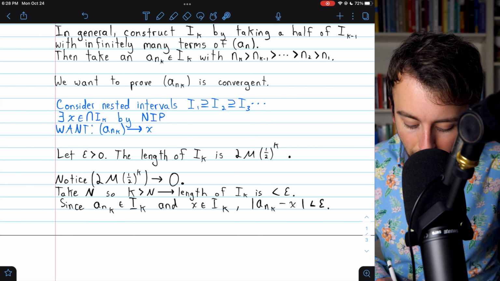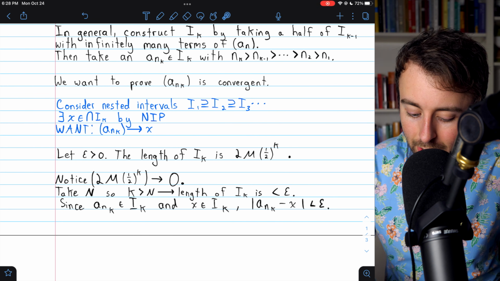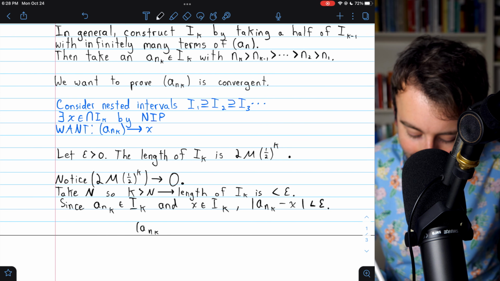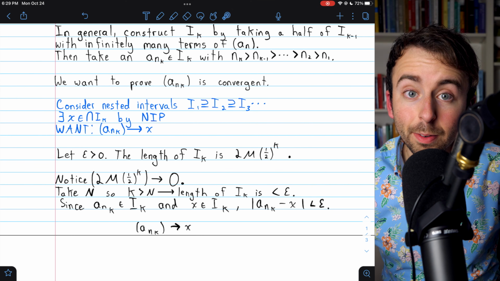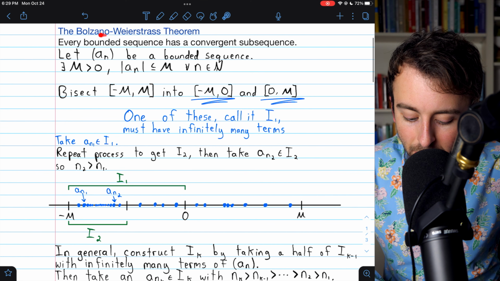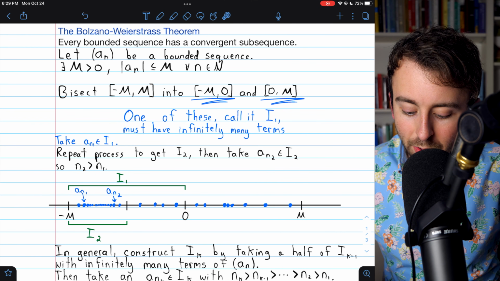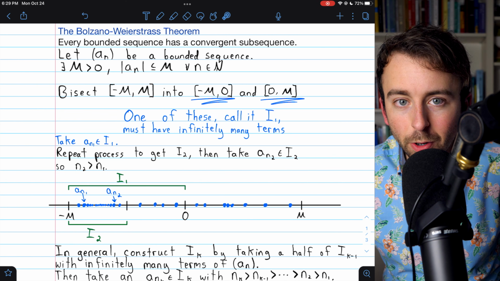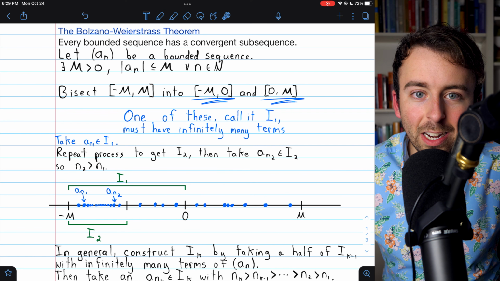So, since the terms of our sequence eventually get within epsilon of the desired limit x, we know by definition that our subsequence a_{n_k} converges to this number x. And that completes the proof of the Bolzano-Weierstrass theorem. We began with a bounded sequence, and then we constructed this subsequence that we just proved converges. Hence, every bounded sequence has a convergent subsequence. That's how you prove this theorem using the nested interval property.